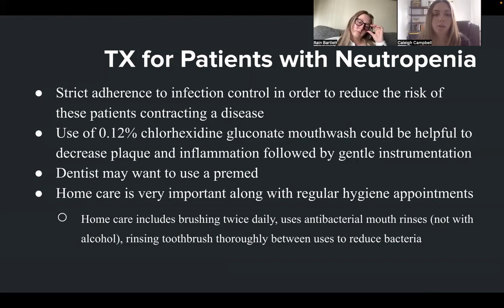And then home care is very important along with regular hygiene appointments. So some home care includes brushing twice daily, using antibacterial mouth rinses that do not contain alcohol, just because those can be more irritating to the mucosa, and it can dry their mouth out even more. And then they're going to want to rinse their toothbrush thoroughly between uses to reduce the bacteria that grows on that. And some patients even will have 2 toothbrushes so that one can fully dry out before they use it again.